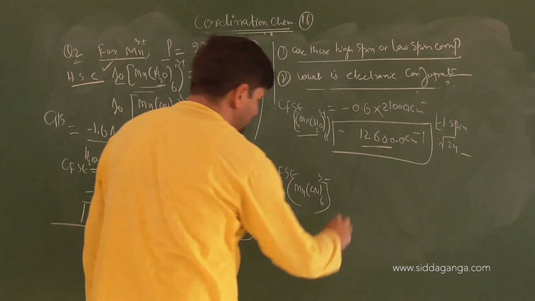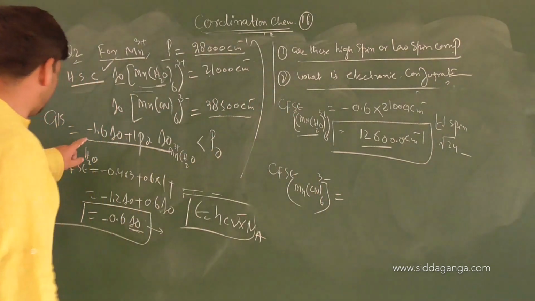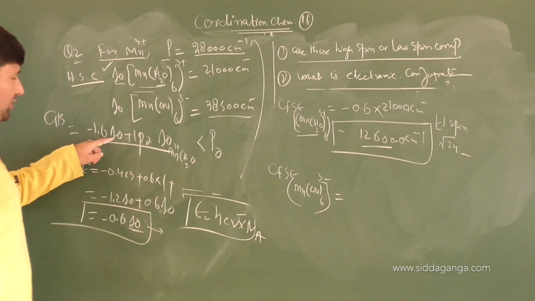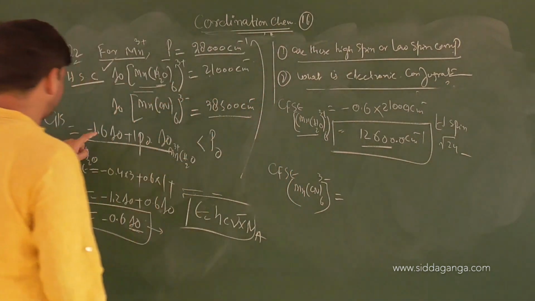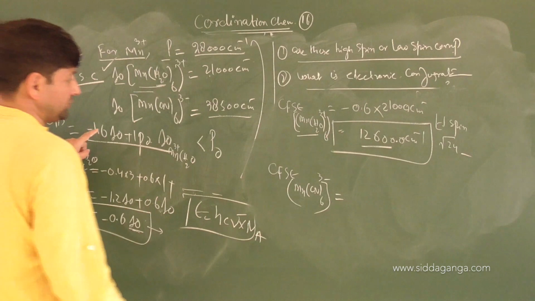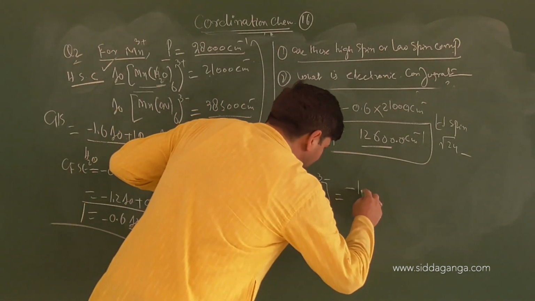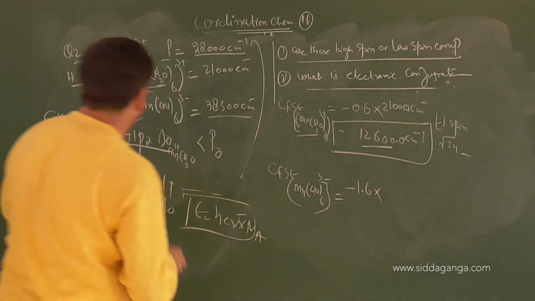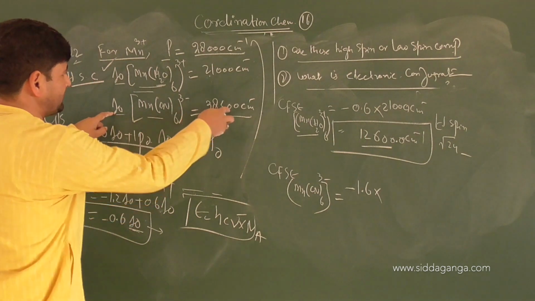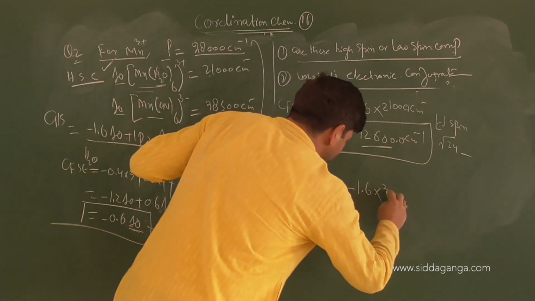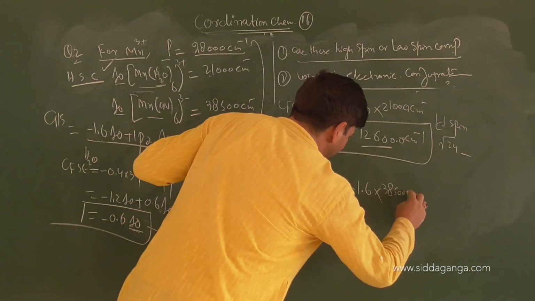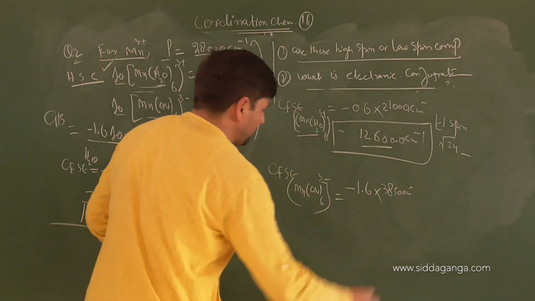For that, how much has it come? You tell me the value: minus 1.6 of delta 0. Yes or no? So it will be minus 1.6 of delta 0. What is delta 0 for manganese? 38,500 centimeter inverse. Correct or not?